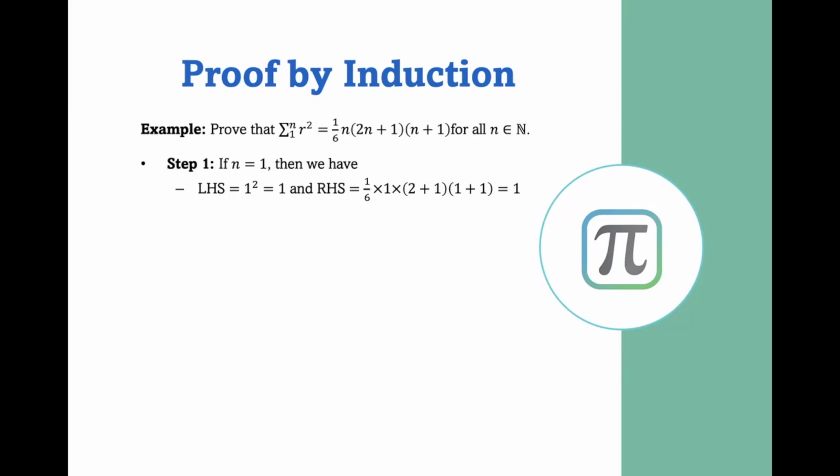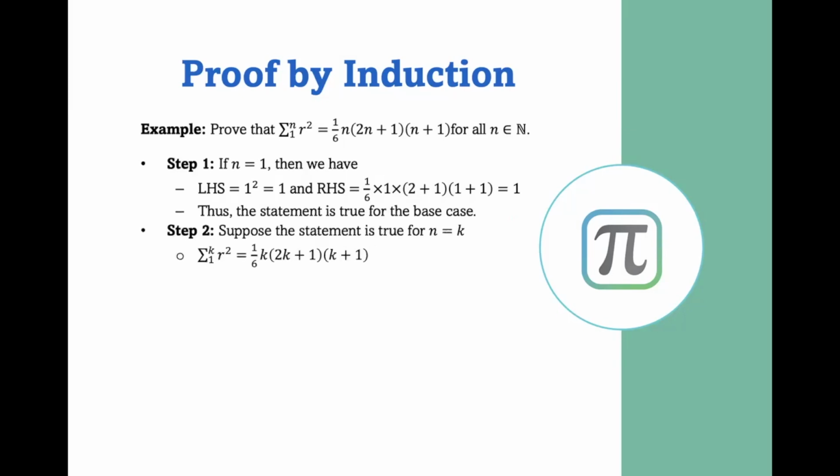Step 1. As before, we need to start with a base case. If n equals 1, then on the left-hand side of our equation, r squared would be 1, and we only have one term, and that equals 1. And on the right-hand side, we would have 1 as well. So the statement is true for the base case.